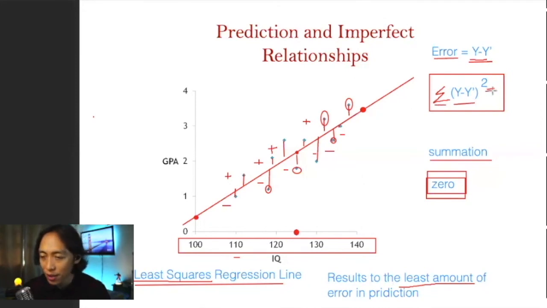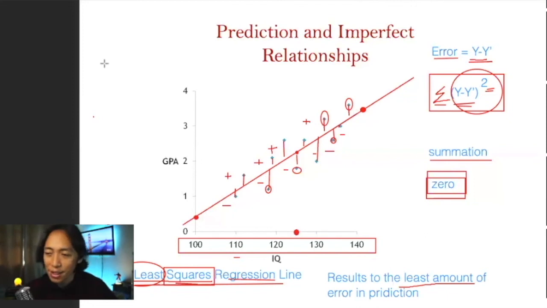Sum of squared errors. And that's why it's called the least squares regression line. The squares here refers to the squared errors. So what we want is that when we sum all of the squared errors, we want the line that produces the least amount of squared errors. And that's why it's called the least squares regression line. So squares, meaning those are the squared values of these errors, that when summed up, should be at a minimum relative to other possible regression lines. Okay. And that's why it's called the least squares regression line.